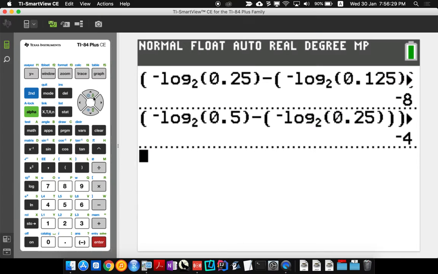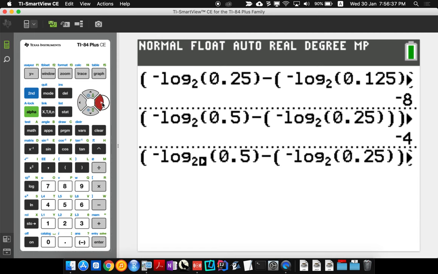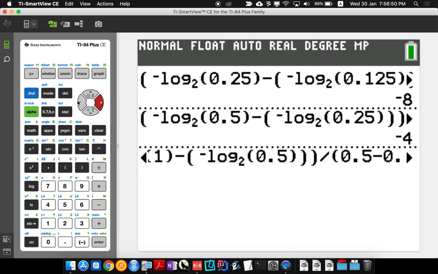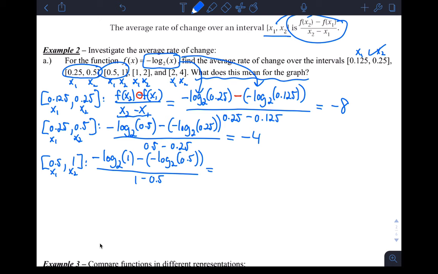Let's do that. Again, just go up twice. Enter, go back to the beginning of the expression, and just change it. So now we have 1, take those two out, minus 0.5, and then 1, so fix this, minus 0.5. And enter there, and you get negative 2, which is correct. So go back here and do negative 2.